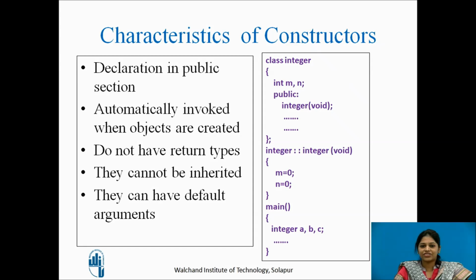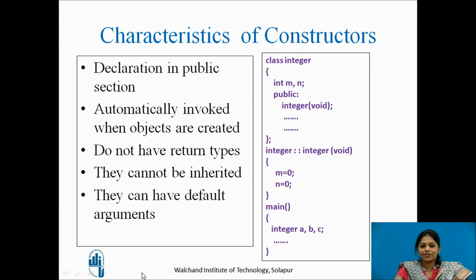Let's see the characteristics of constructors. The first characteristic is they are declared in the public section of the class. This is shown in the example. Here, a constructor with name integer has been declared in the public section of the class integer.